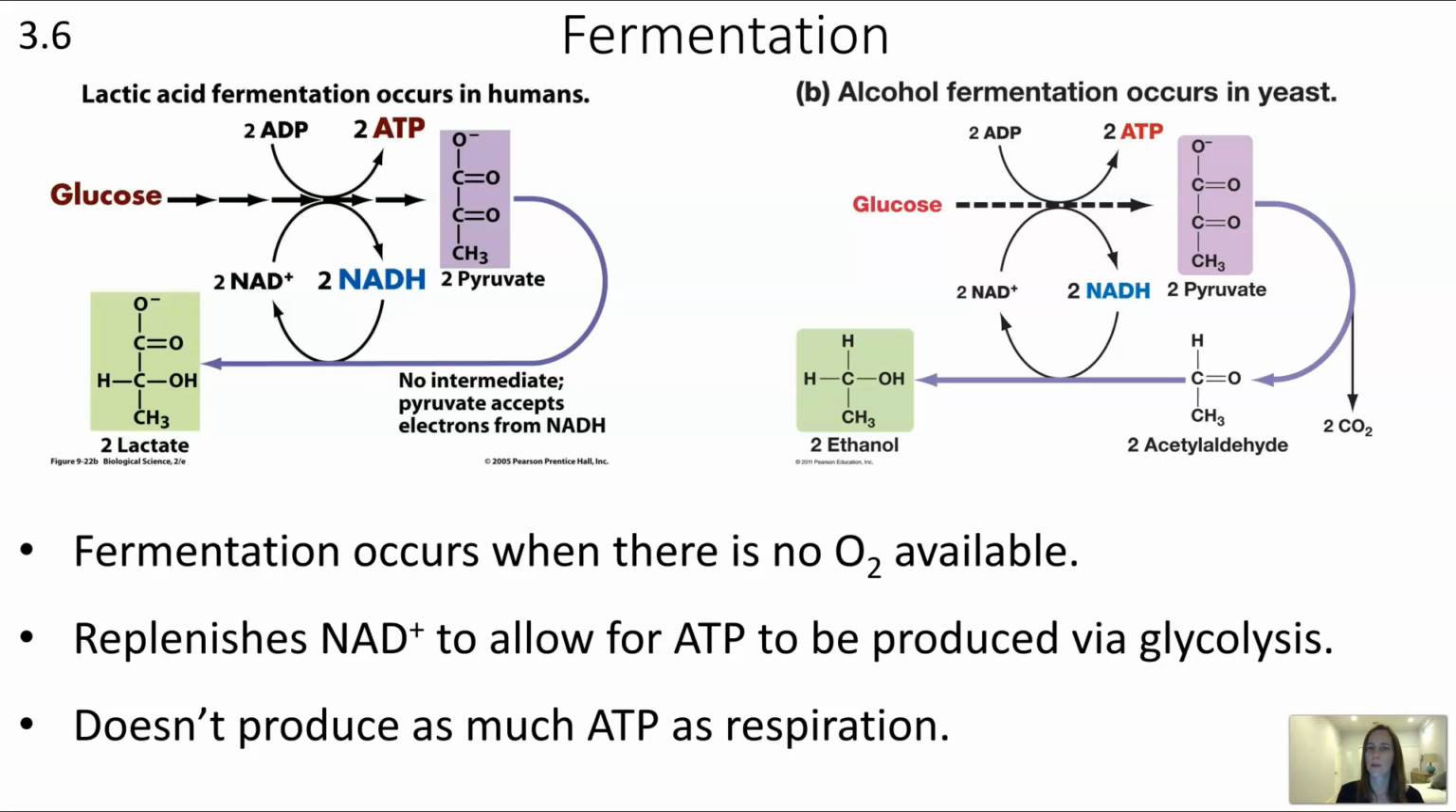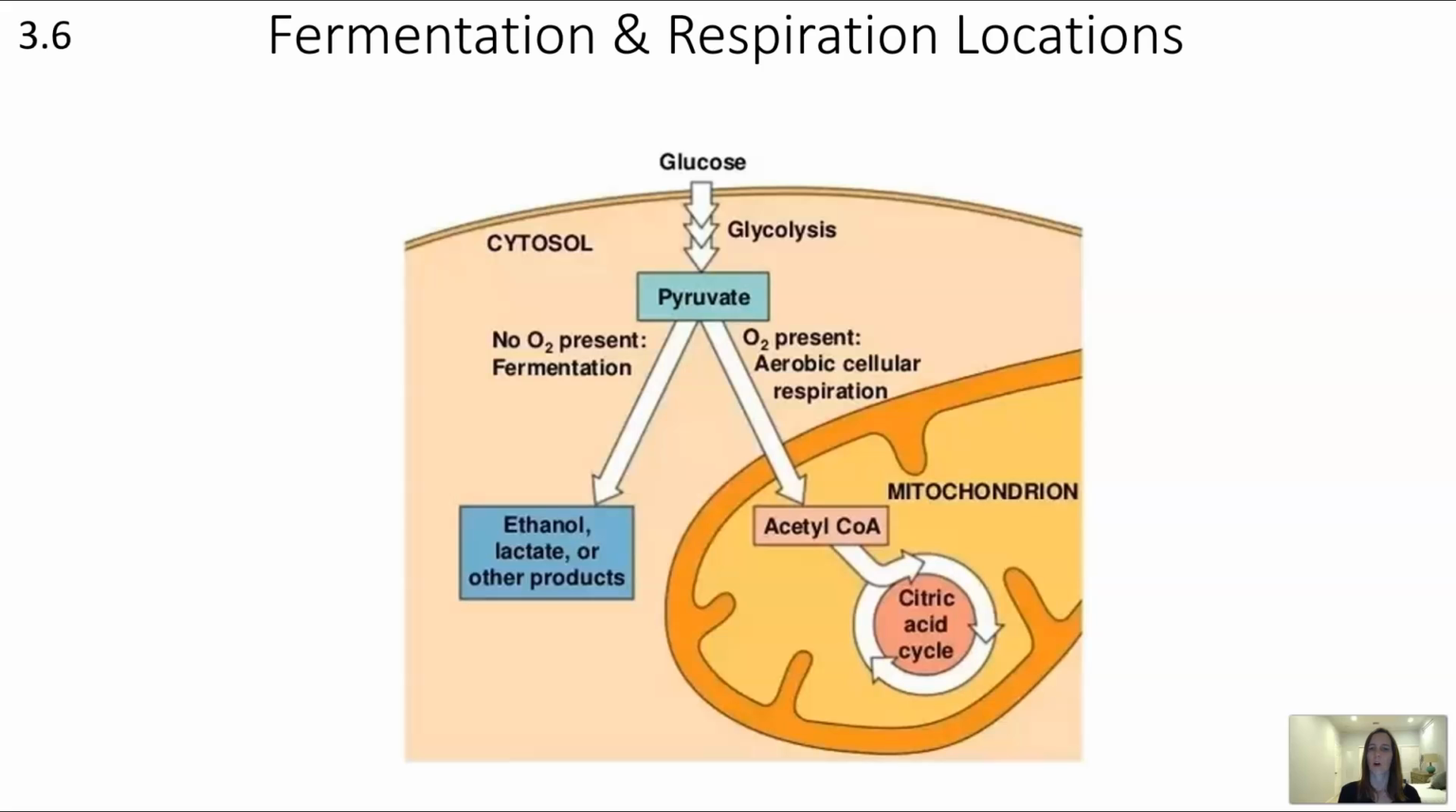So where does fermentation happen? Well, glycolysis is common to both fermentation and respiration. Remember, glycolysis happens in the cytoplasm of the cell. Fermentation, which happens when there's no oxygen present, happens in the cytoplasm of the cell, whereas most of the other steps of cellular respiration occur within the mitochondria.